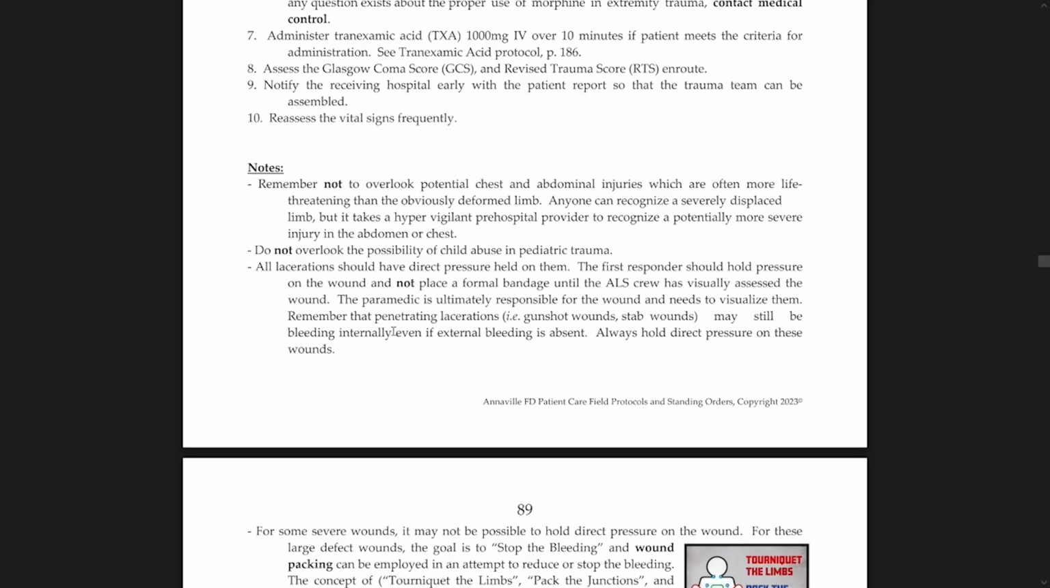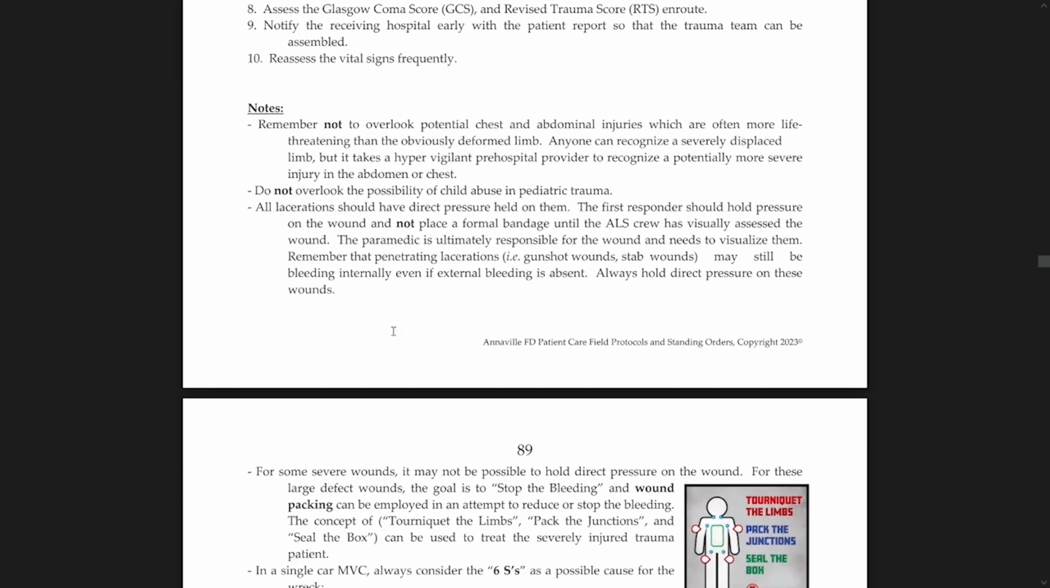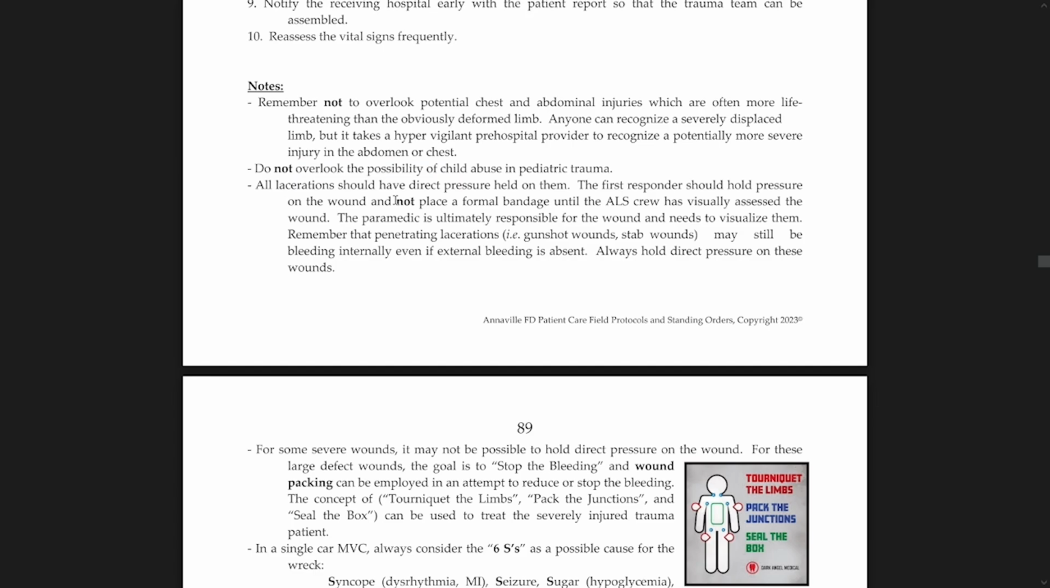Anyone can recognize a severely displaced limb, but it takes a hyper-vigilant pre-hospital provider to recognize a potentially more serious injury in the abdomen or chest. Do not overlook the possibility of child abuse and pediatric trauma. That's actually really huge. All lacerations should have direct pressure held onto them.